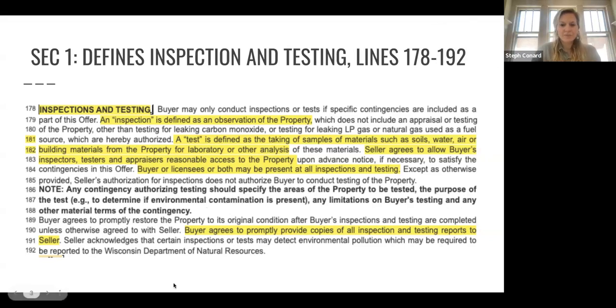Seller acknowledges that certain inspections or tests may detect environmental pollution, which may be required to be reported to the Wisconsin Department of Natural Resources. So just a disclaimer there. Okay, any questions so far?